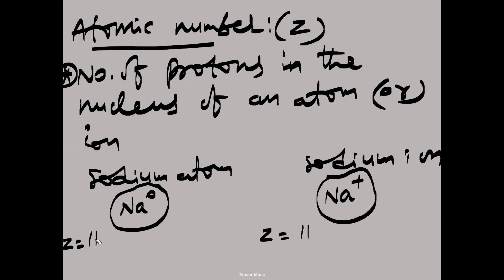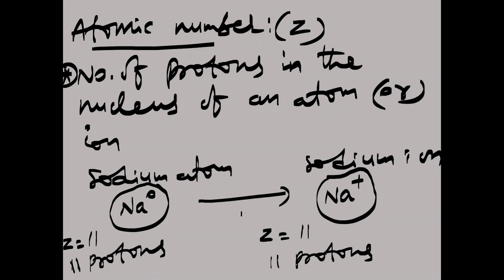That means atomic number is nothing but the number of protons present in the nucleus of a neutral atom or ion. Is that clear? So here 11 protons in the nucleus of sodium atom. Here also 11 protons in the nucleus of Na plus ion. That means in the conversion of Na atom into Na plus, one electron is lost. So loss of electron only has taken place.